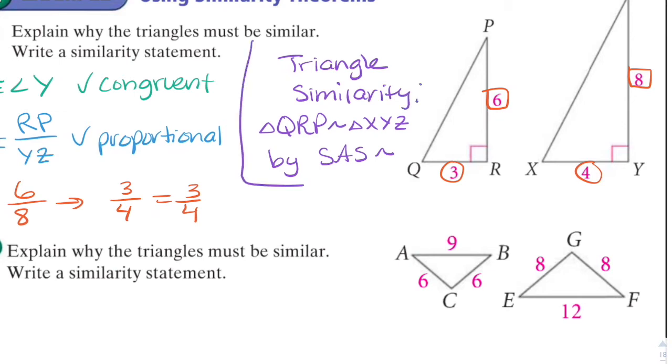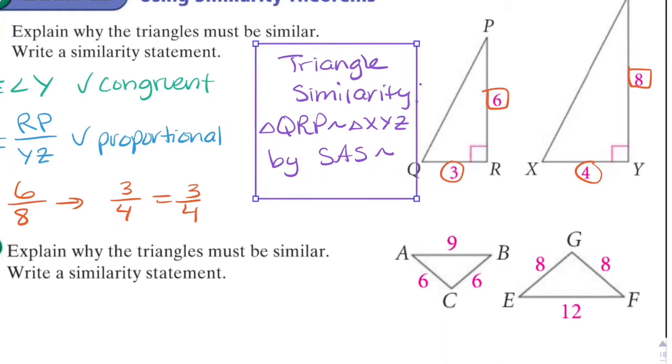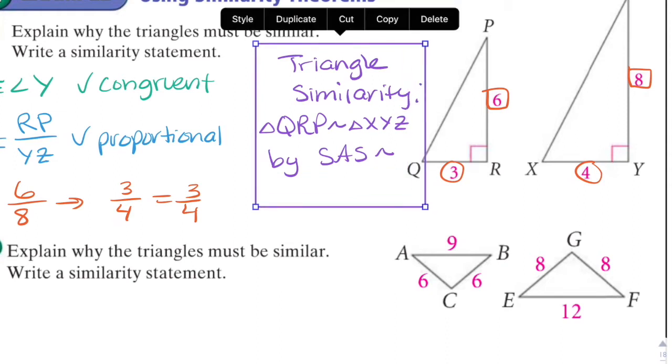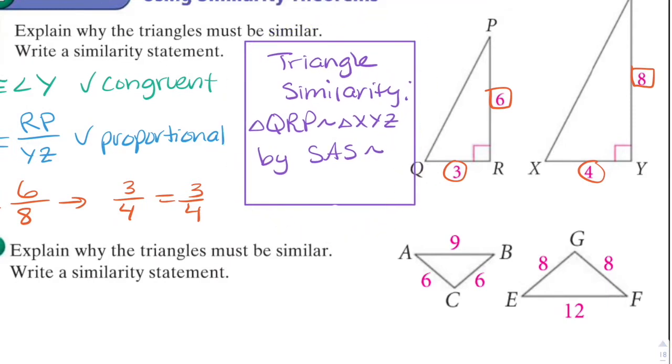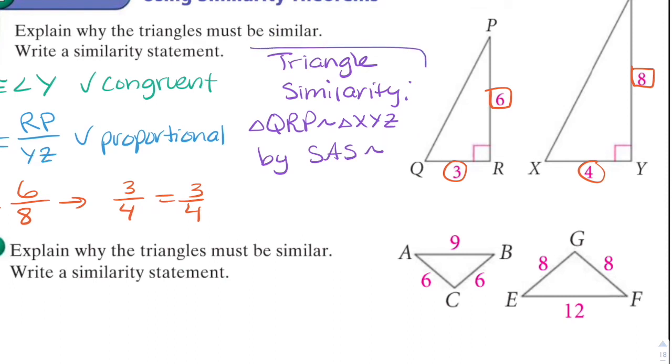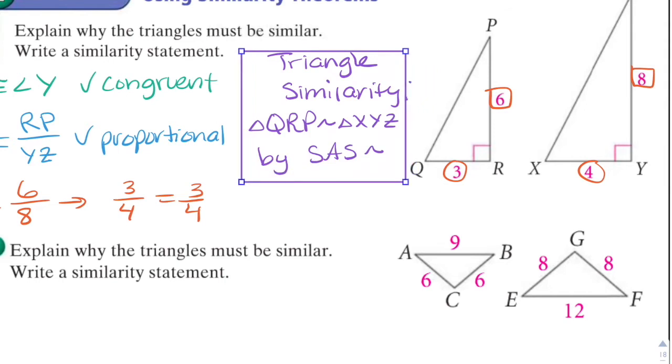So it didn't ask us the similarity ratio, but we already have it. We know the similarity ratio is 3 to 4 because that's something we found earlier, which is right here in orange. So that's the similarity ratio, if it wanted to know what it was.